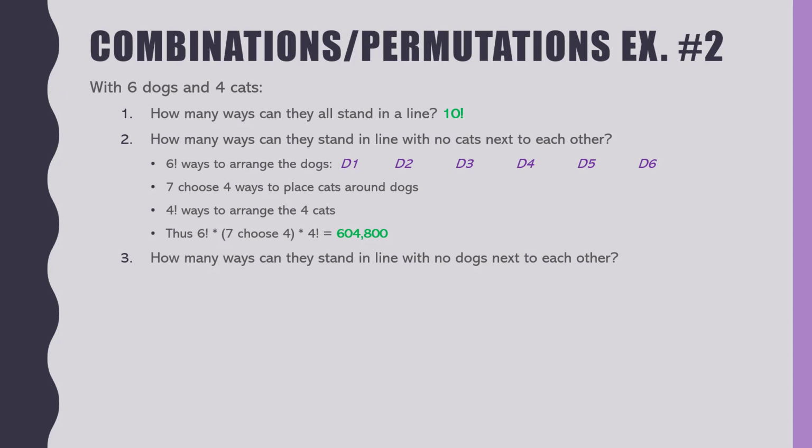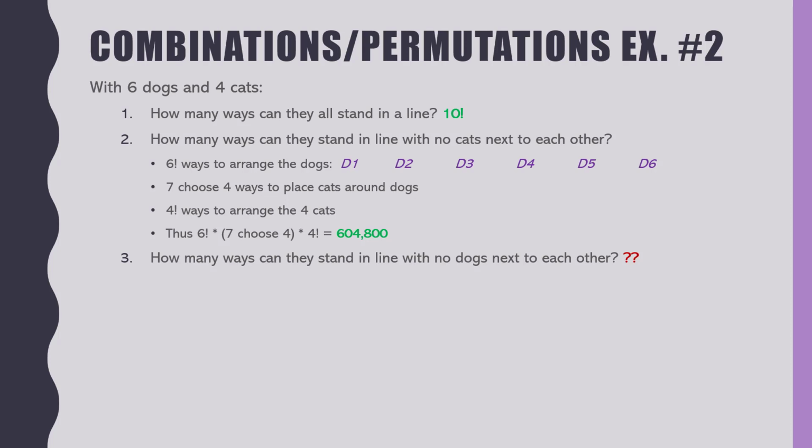So when all is said and done, we get 6 factorial ways to put the dogs, 7 choose 4 ways to place the cats between them, and then 4 factorial ways to rearrange those cats once we're done. That's 604,800. What about the third one?